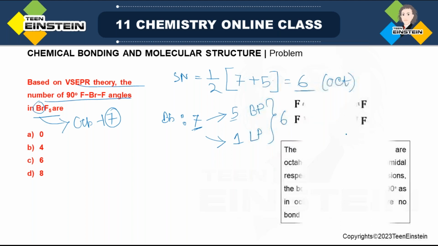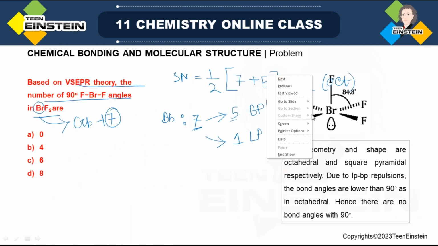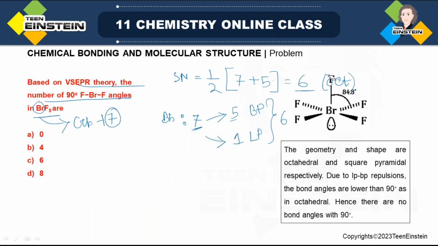But ultimately the structure will be like this. Now look at this structure. If you join all these, you will get a square plane. But in this position, we do not have a sixth fluorine; there is a lone pair, there is no fluorine. Now, if it is the molecule BrF6, then it is the ideal angle, that is, all the angles will be 90 degrees. But in this case, this angle is 84.8 degrees.